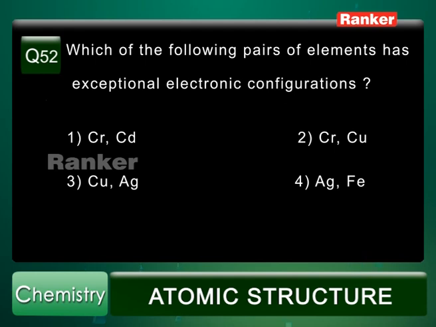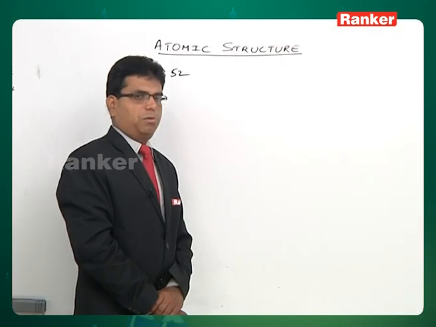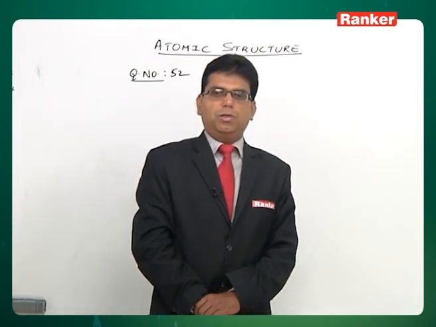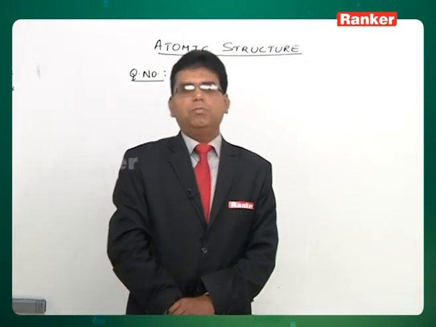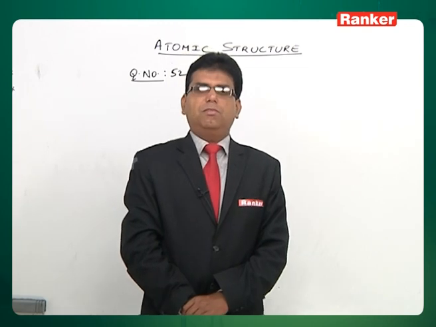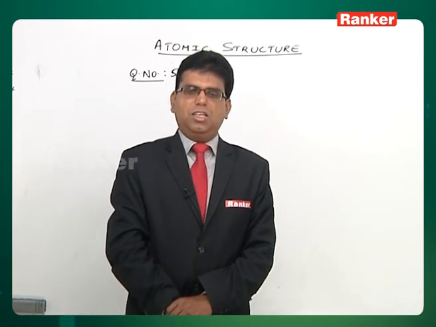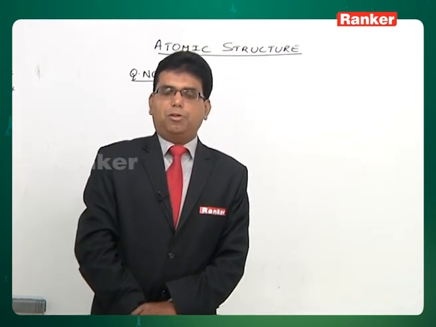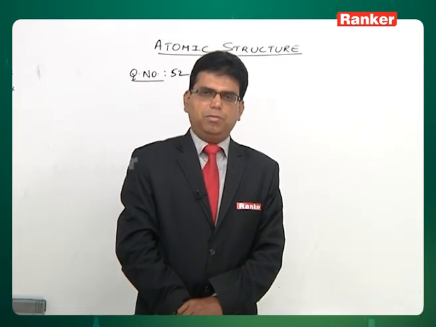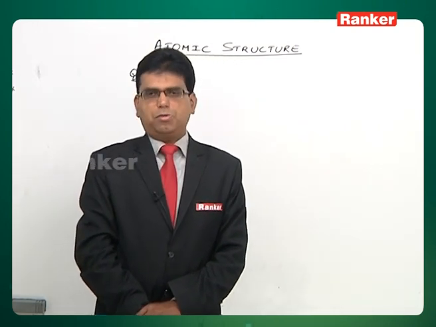Now here we have some multiple answer questions, meaning more than one option is correct. This question relates to electronic configurations. Which of the following pairs of elements has exceptional electronic configurations? Exceptional electronic configurations in the periodic table we have for certain elements like chromium, copper, silver, palladium, platinum. For all these elements we have exceptional configurations. So in this, chromium and cadmium: chromium has an exceptional configuration but not cadmium. Chromium and copper, yes, exceptional configurations.